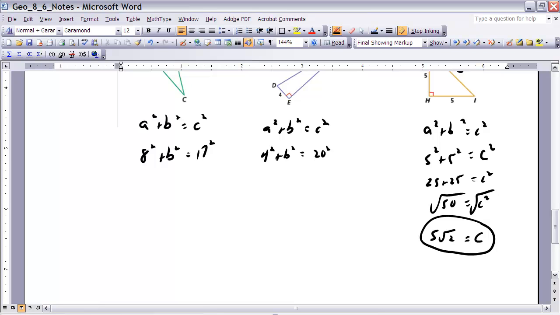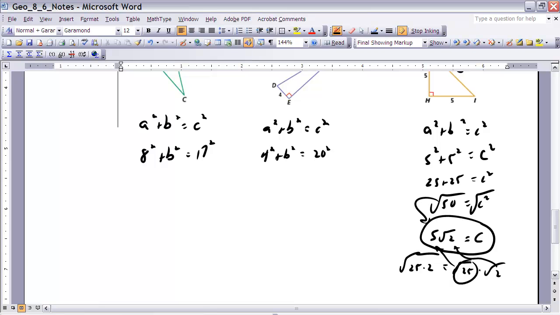For those of you who don't remember from last year how we get to this, remember the square root of 50 is the same as the square root of 25 times the square root of 2. And the square root of 25, that's where we get the 5 from, and then the square root of 2 stays there. Okay?